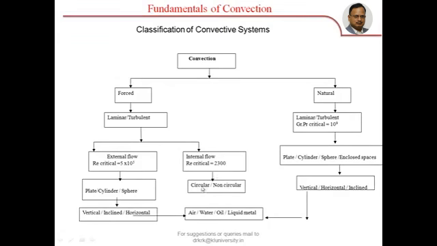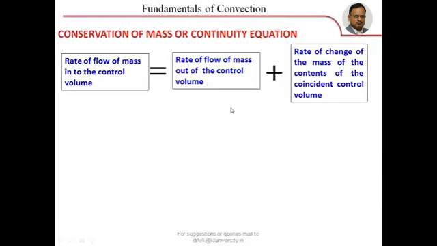Again, in the internal flow, you will have two types of flows. Cross sections you can take, circular cross section and non-circular cross section. Through these circular and non-circular cross sections, maybe air is flowing, or water is flowing, or oil is flowing, or liquid metal is flowing. Depending on that, the heat transfer will vary. Natural convection we will take up a little later after completion of forced and external convection and internal convection.